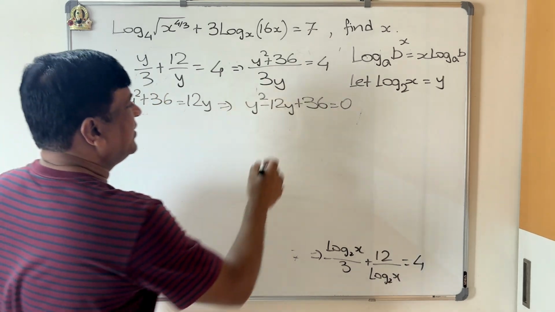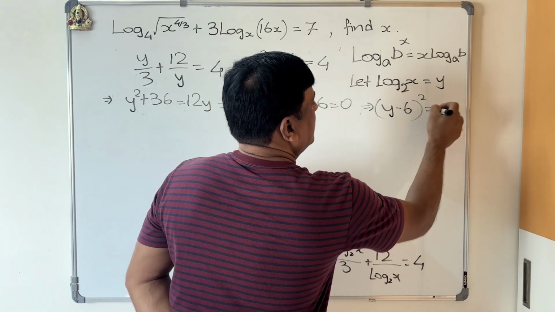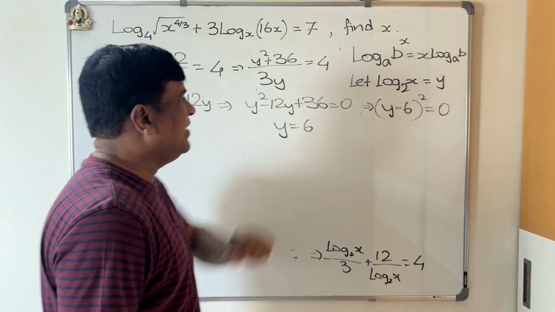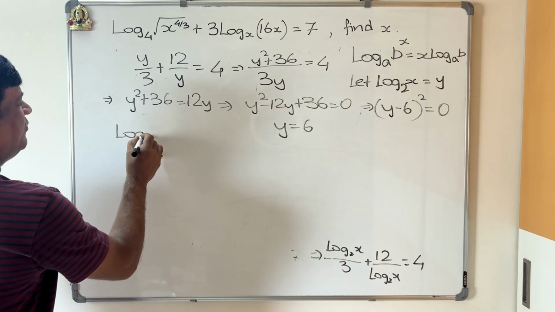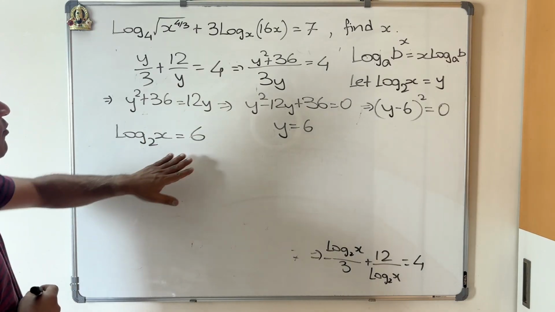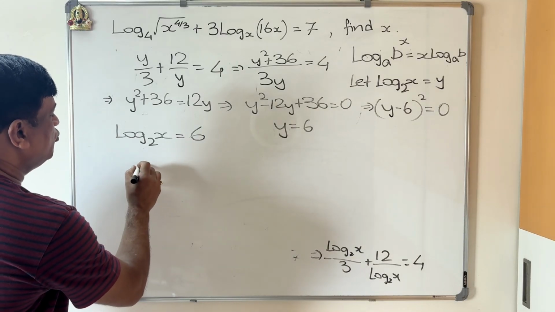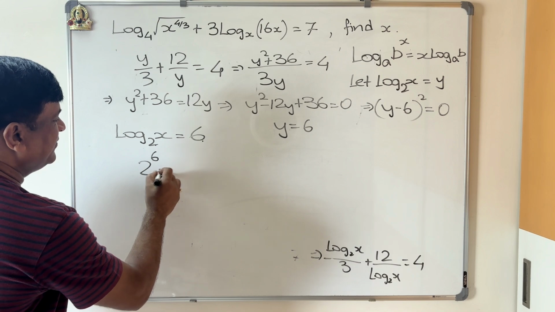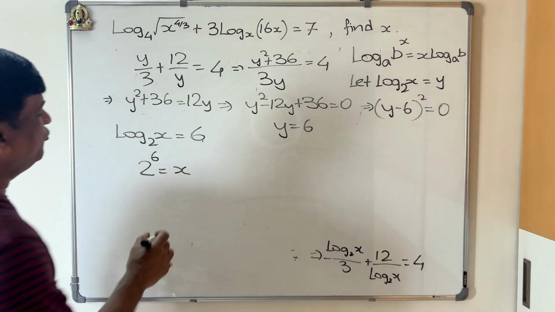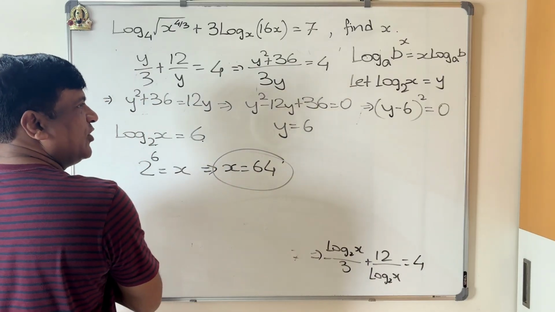When you look at this equation, it is a perfect square. It is y minus 6 whole square. So what is the value you are going to get? y is equal to 6. Now go ahead and replace that. We know that log of, we have done this substitution. You can write it like this. Now how can you convert it into a number from a log? So you know that 2 to the power 6 is equal to x. This is the conversion in terms of indices. So x comes out to be 64. That's the answer. Okay, clear?